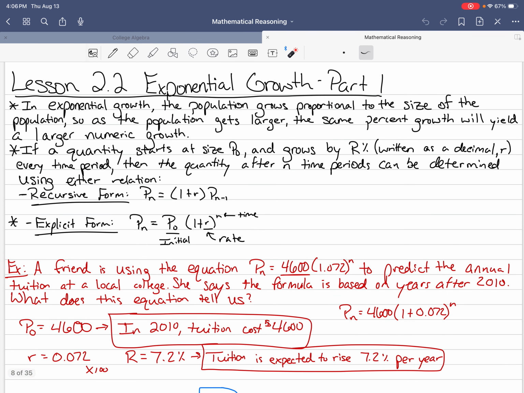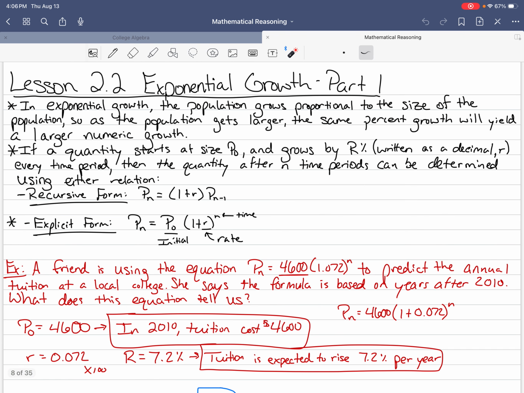Another thing also, now this does say exponential growth. If we're talking about exponential decay, then we would be going down, and this would be a minus instead. But we're talking about growth, so that's why it's a plus.